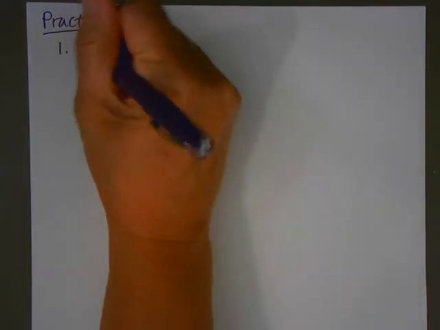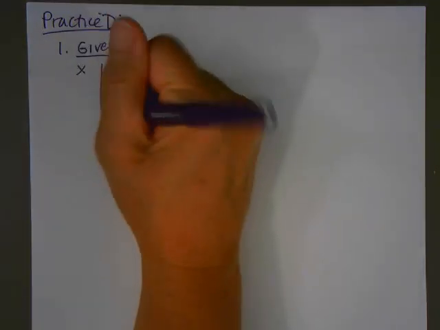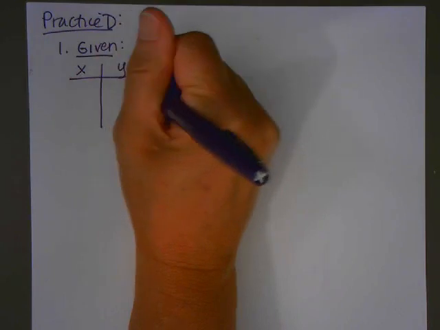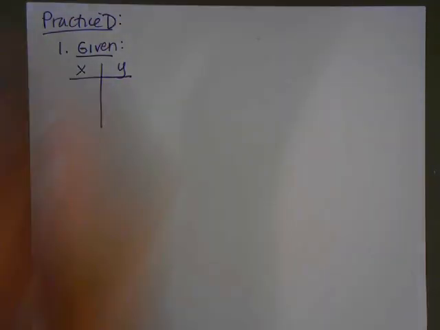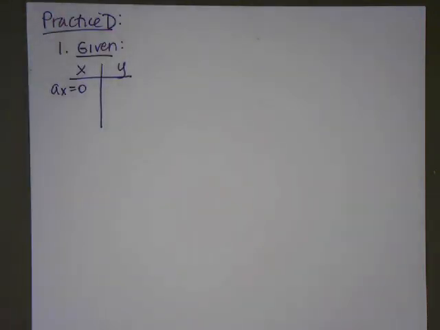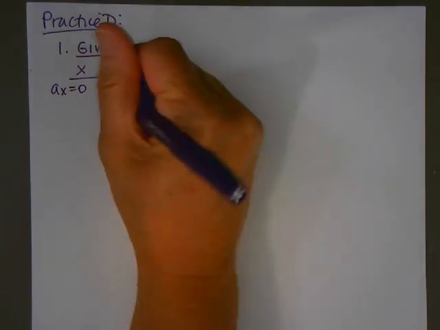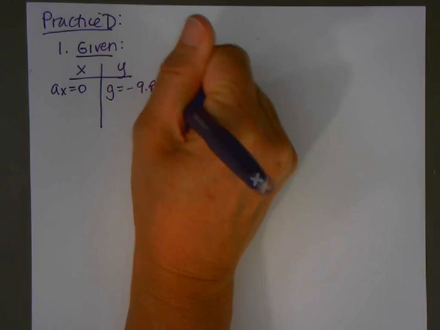So when we're doing two-dimensional kinematics, when we're doing projectiles, whenever we're writing our given, we're going to separate our x and y given. So I'm going to have my x and I'm going to have my y. The first thing we're going to write for every problem is ax is 0 because we know there's no horizontal acceleration, and g is equal to negative 9.8 meters per second squared.